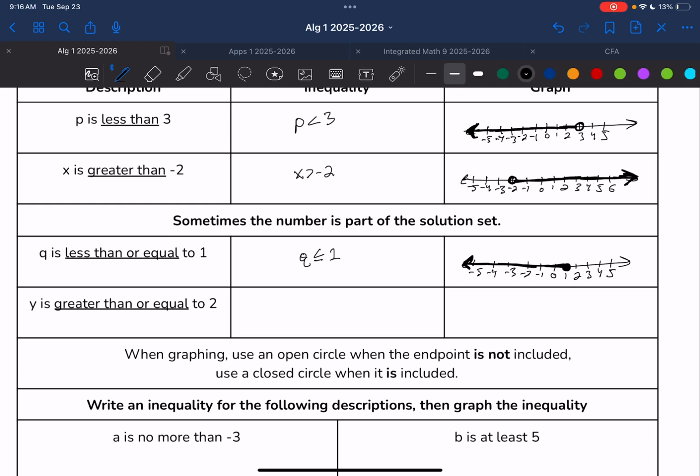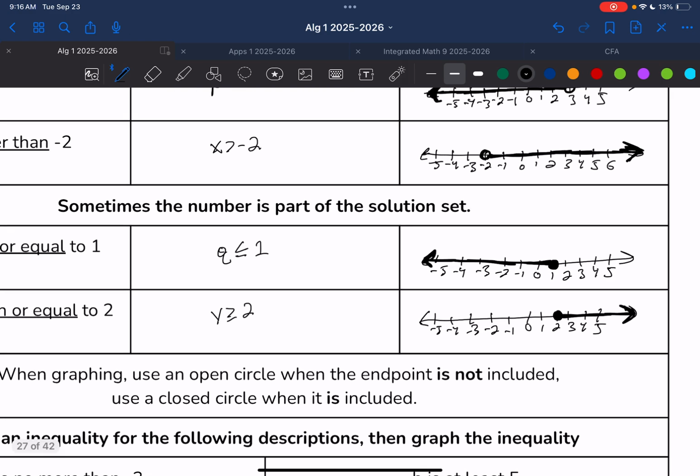All right, and then we can do the same thing down here. Y, let me go back to my fine one. And that would be y is greater than or equal to 2. Again, draw our number line, -5, -4, -3, -2, -1, 0, 1, 2, 3, 4, 5. Now we're going to start at 2. Again, filled in because it's greater than or equal to, and everything to the right.